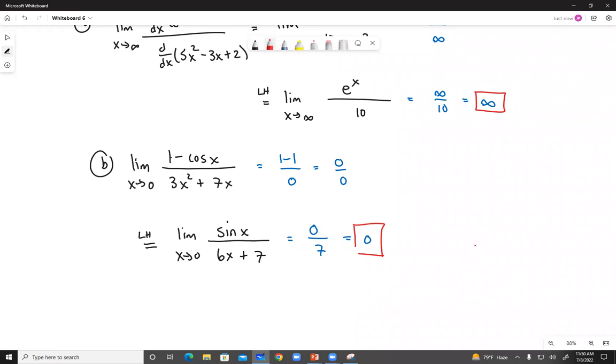So remember, every time you apply L'Hopital's rule, you need to check to see, does that new limit exist or equal infinity? If it does, great, you're done, stop. However, like we saw in the first example, if you get an indeterminate form after one application of L'Hopital's rule, continue to apply L'Hopital's rule until you do not get an indeterminate form.